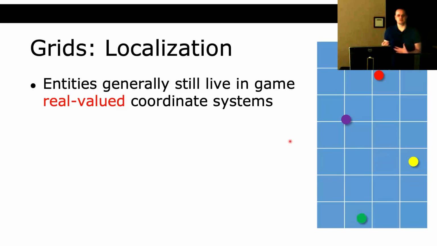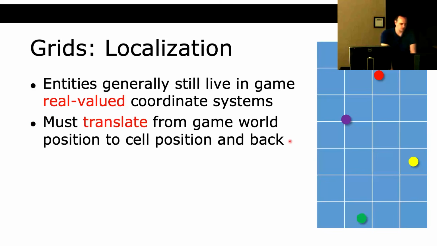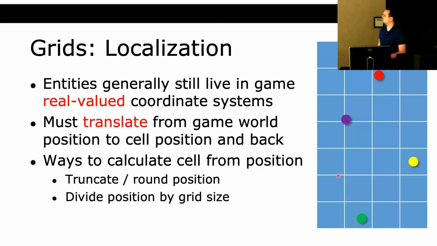and we're going to move you to a more abstract position in this grid space. So what we have to do is translate from this game world, or from the real world, to a cell position in the grid world. And then later on, probably translate back from that cell position in the grid world to a position in the real world. There's a bunch of different ways that you could do that.